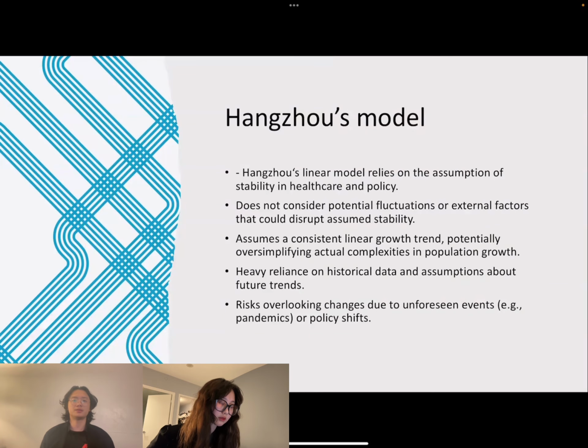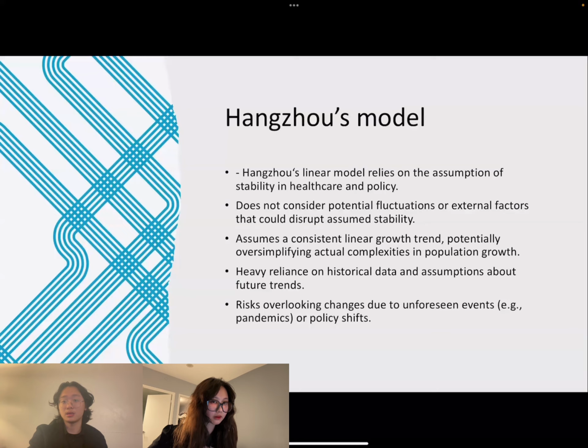Hangzhou's linear model relies on the assumption of stability in healthcare and policy without considering potential fluctuations or external factors that might disrupt this assumed stability. Hangzhou's linear model assumes a consistent linear growth trend, which might oversimplify the actual complexity of influences on population growth in Hangzhou. It also relies on historical data and assumptions about future trends, which might overlook changes due to unforeseen events, for example, the pandemic or policy shifts.